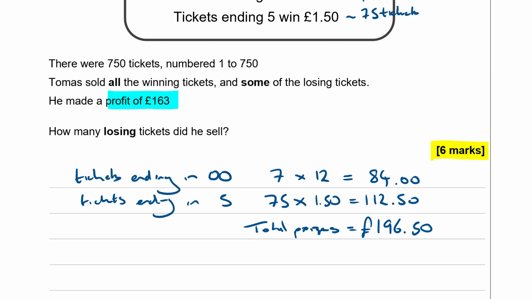So his total income then, how much he got altogether, is going to be his prize money paid out plus the money he's got left over. So his total income for playing the game is going to be his £163 profit plus his £196.50 prize fund, which adds up to £359.50.